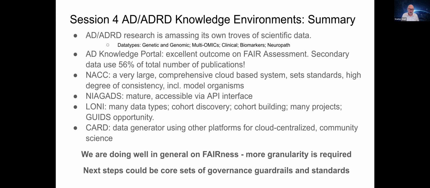It has a beautifully accessible interface written through APIs, and I was impressed with the thoughtfulness that went into that particular repository. Lonnie has a lot of different data types, and they've really spent time thinking about how to find cohorts and construct those cohorts across many projects. And they emphasize this was not the first time, but one of the times that people spent a fair amount of time on the GUIDS opportunity, which will come up again in the rest of the summer. And then CARD is another data generator that's using other platforms for cloud centralized community science.